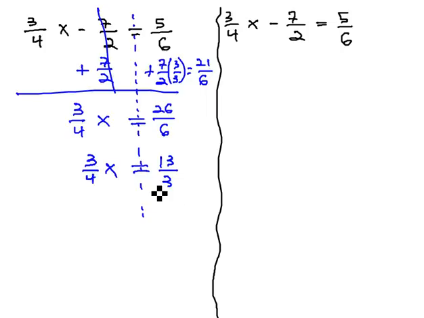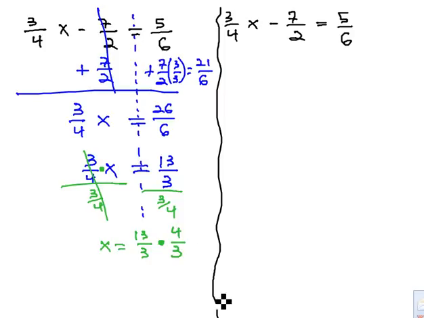3/4 x equals 13/3. Now, to get the x alone, the 3/4 is multiplied by x, and so we'll divide both sides by 3/4. You may recall that the way we divide with fractions is we multiply by the reciprocal. So we'll take the 13/3 and we'll multiply by the reciprocal of 3/4, which is 4/3. Now, multiplying together straight across, we end up with x is equal to 52/9.